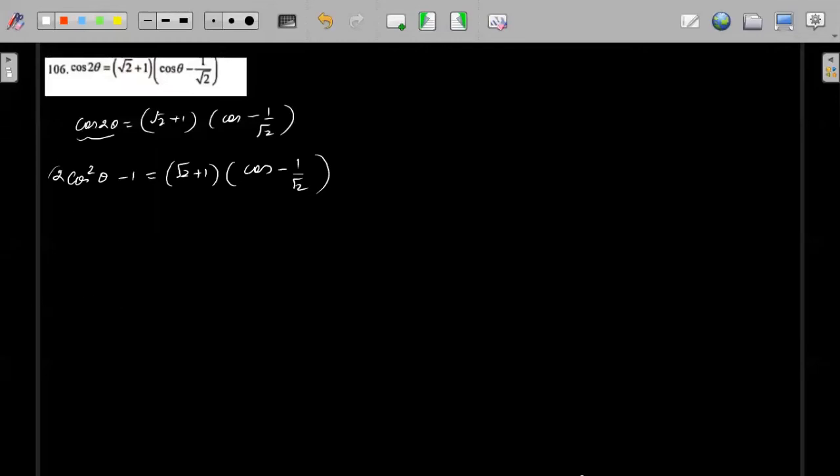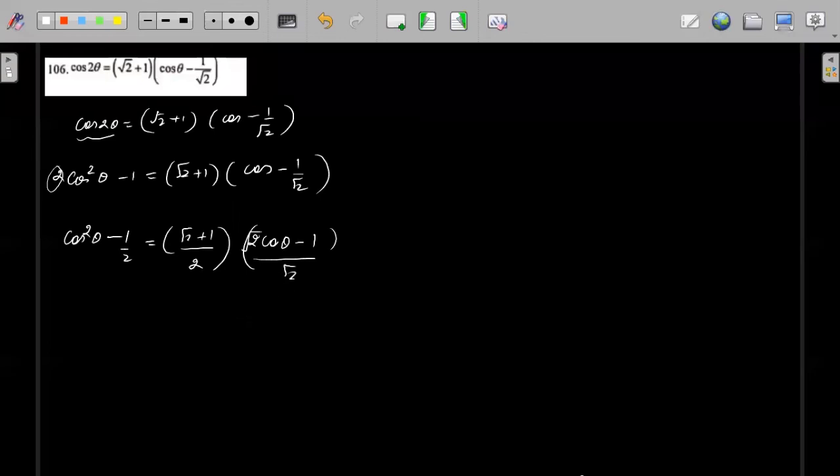Now I will take this 2 and divide everything by 2. So this will become cos square theta minus 1 by 2 is equal to root 2 plus 1 by root 2 into cos theta minus 1 by 2 root 2, sorry, cos theta minus 1 by root 2, right?